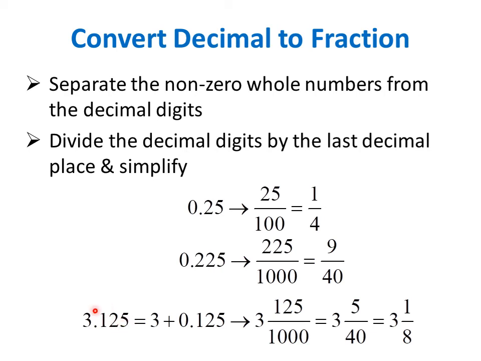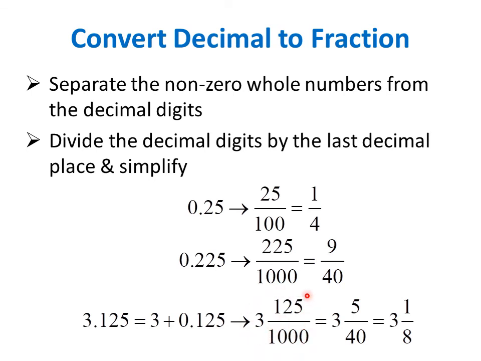Lastly, how do we convert 3.125 into a fraction? First, since we have here a non-zero whole number before the decimal point, we have to separate 3 from 0.125. So we get 3 plus 0.125. We leave the whole number as is, and we consider the decimal digits 1, 2, 5. We have to divide that by the last decimal place, which of course is the thousandth place, because this is tenth, this is hundredth, and this is the thousandth decimal place. So we have 125 divided by 1000.